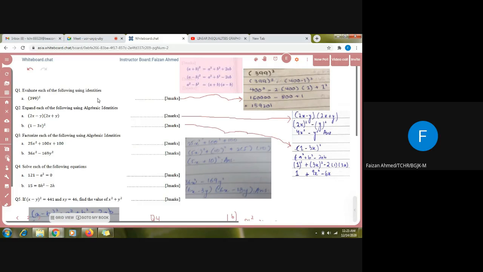When you are asked to evaluate using identities, you have to show these steps because they are worth 3 marks. When you show these steps, you will get 3 marks. If you are not showing these 3 steps and you are directly writing the answer, you will not get marks.